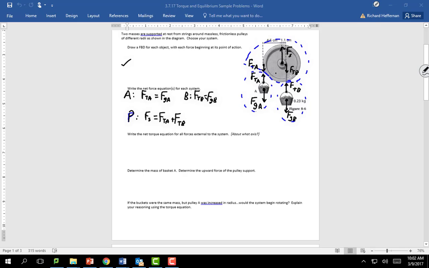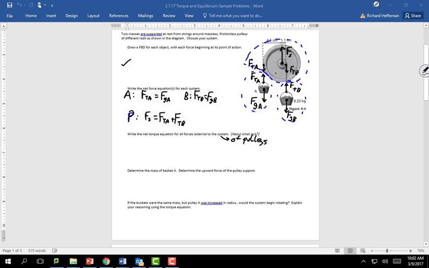Cool. Easy part is over. Let's ramp it up. Now we're talking about torque. Write the net torque equation for all forces external to the system. What system do you want to choose? What system would be rotating if anything's rotating? The pulleys would be rotating. The buckets are not going to rotate. Pulleys could rotate. So all forces external to the system of pulleys, just to make sure that we know what we're talking about there.